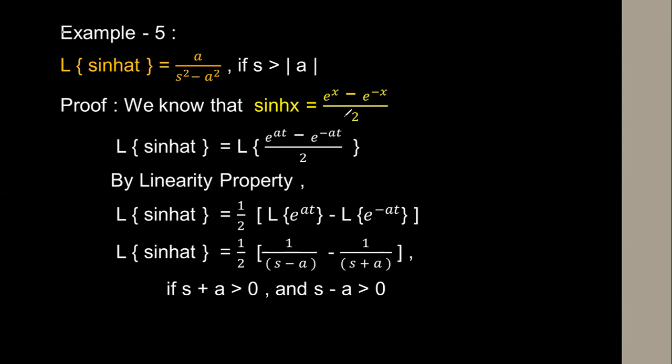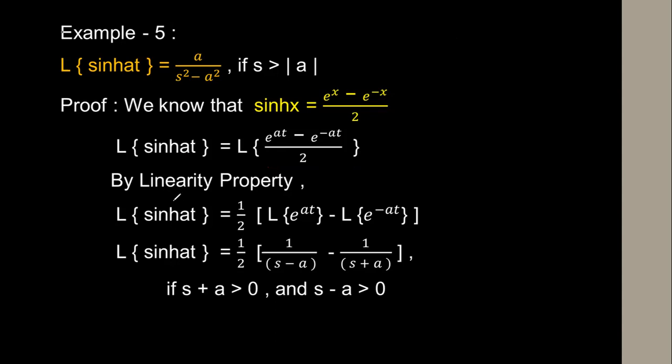Applying this formula in this equation, the Laplace transform of sin ht is equal to the Laplace transform of e power at minus e power minus at by 2. So convert this hyperbolic function into the exponential form. In place of x, we will have at; wherever we have x, you can simply substitute at. Now, by the linearity property, the addition and subtraction of the two functions can be divided into the Laplace transform of the individual functions.